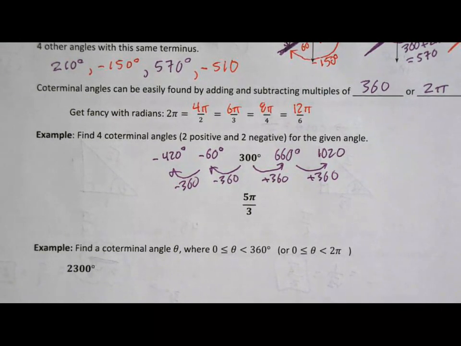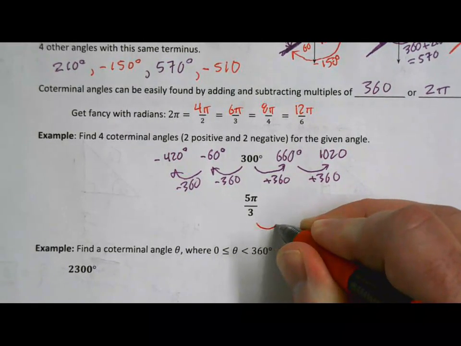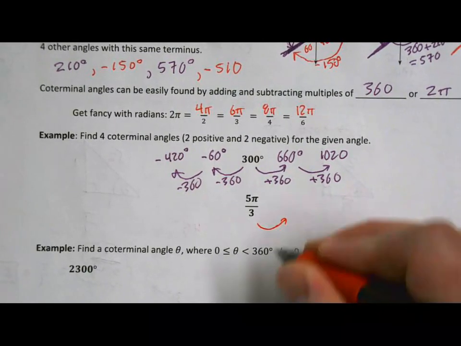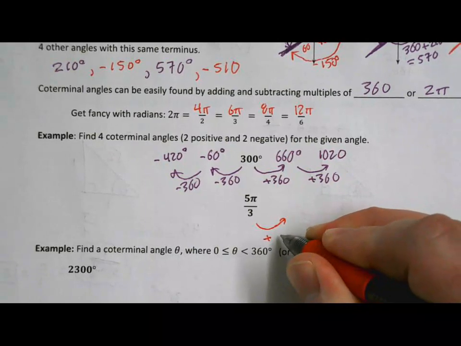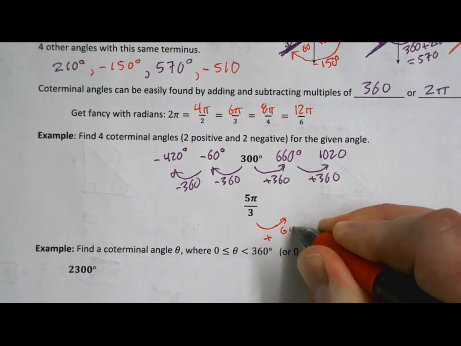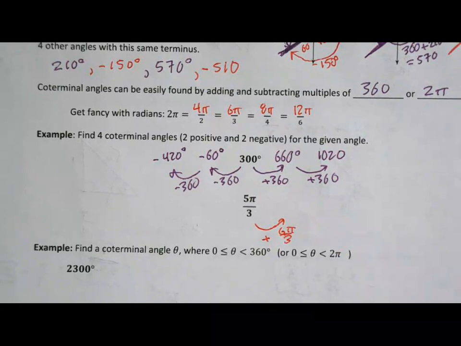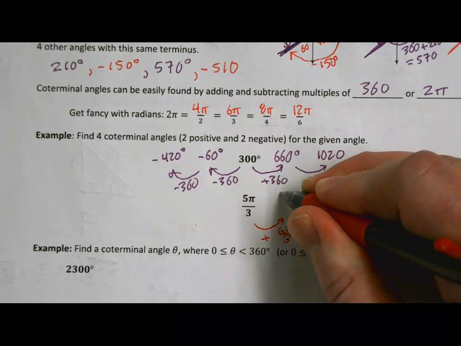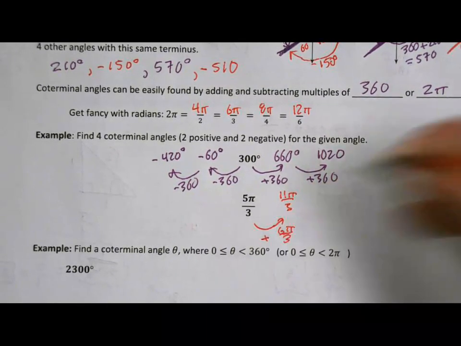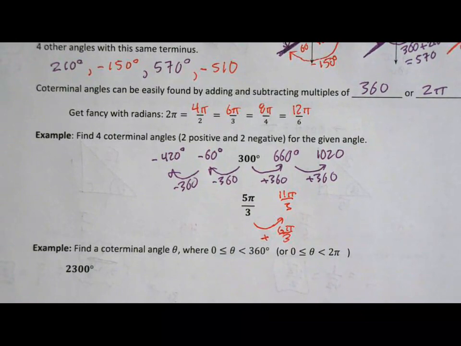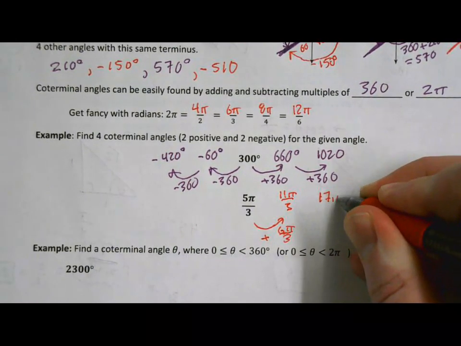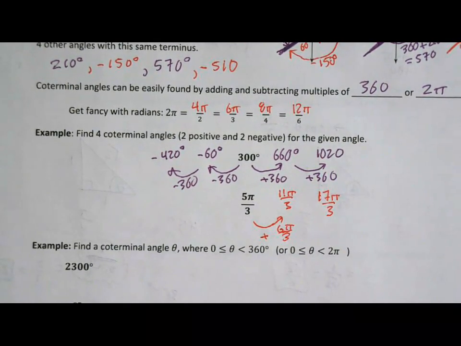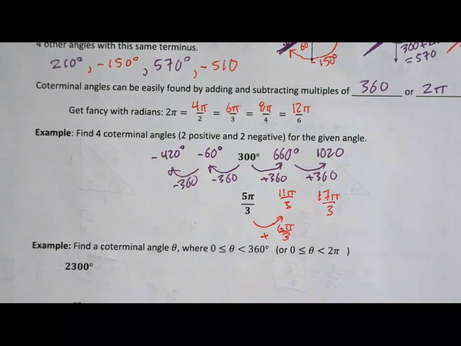I'm going to take 5 pi over 3 and rotate a couple times around the circle. I'm going to add 2 pi, but I'm not going to think of it as 2 pi. I'm going to think of it as 6 pi over 3. 6 pi over 3 is 2 pi, right? Yeah, and you're right, it would be. 5 pi over 3 plus 6 pi over 3, that's 11 pi over 3. Plus another 6 pi over 3 would be 17 pi over 3. We could keep going if we wanted to. We don't need to. 23 pi over 3, 29 pi over 3, 35 pi over 3.